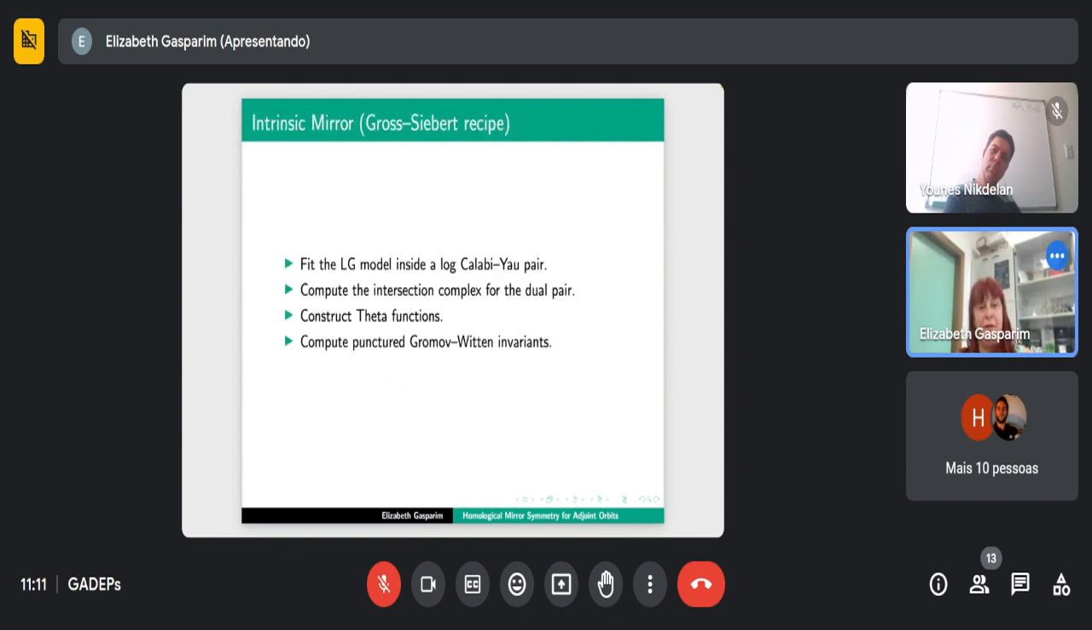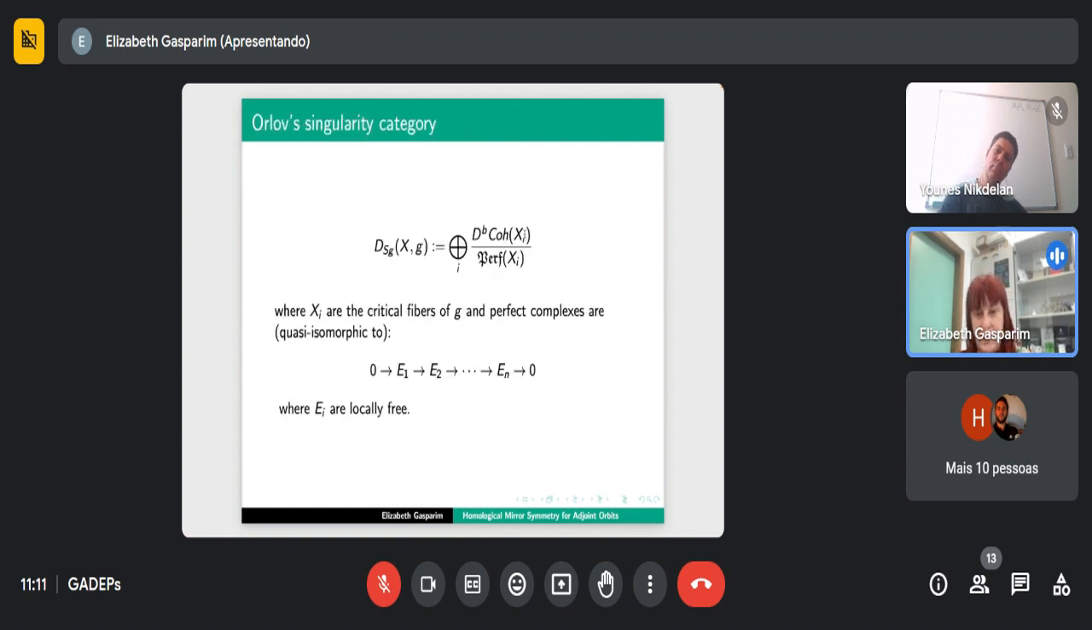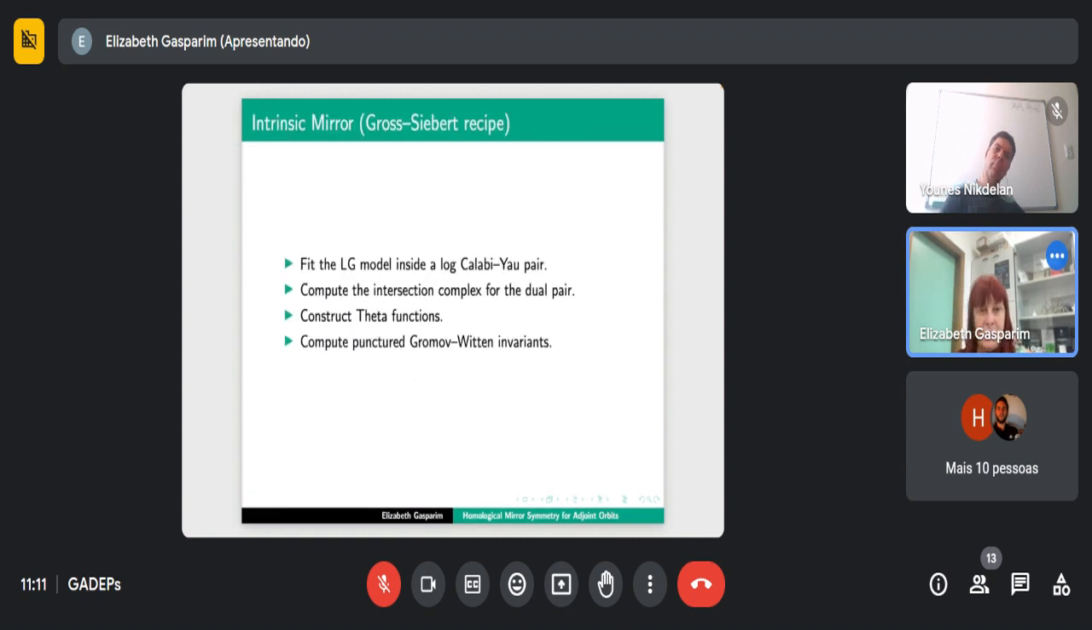Okay, so I have YF, and now I want to look for a mirror. I want X so that this category will be mirrored to mine, but what's X? There is a recipe. The difficulty with the recipe, which is Gross and Siebert's intrinsic mirror symmetry, is that they have like 200 papers, each of them with more than 200 pages. So it's just an extremely long literature. And it kind of goes like that.